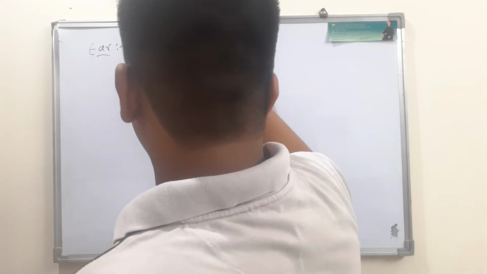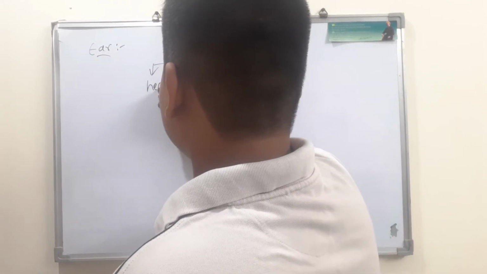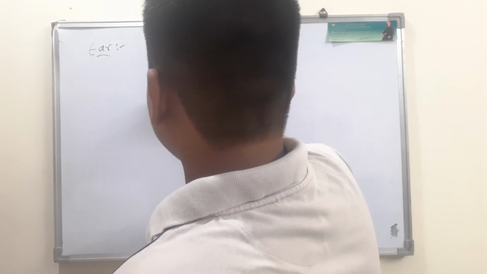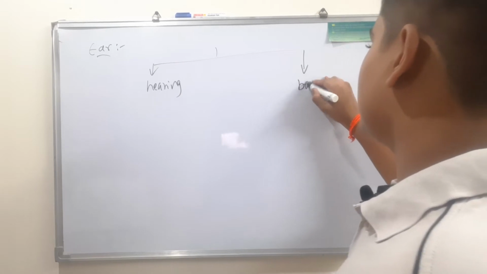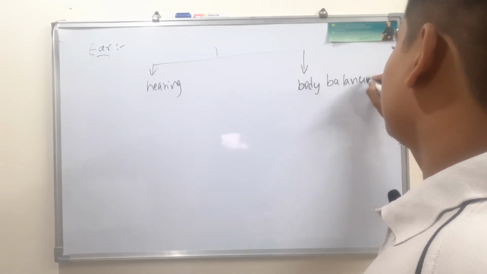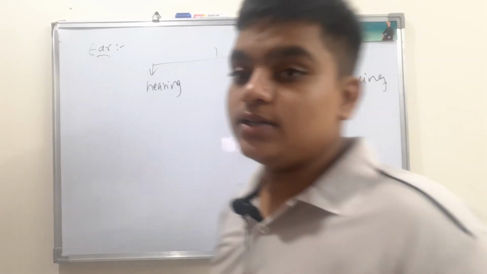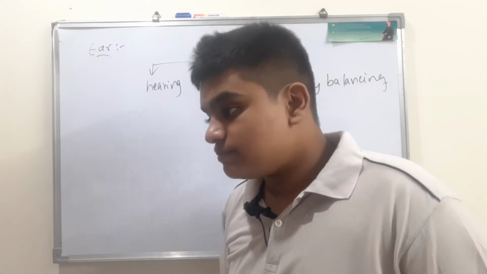It has two functions. One, sensory function, that is hearing. Two, body balance. What is the second function? That is your body balancing. These are the two functions of ear. Please make a note of that.